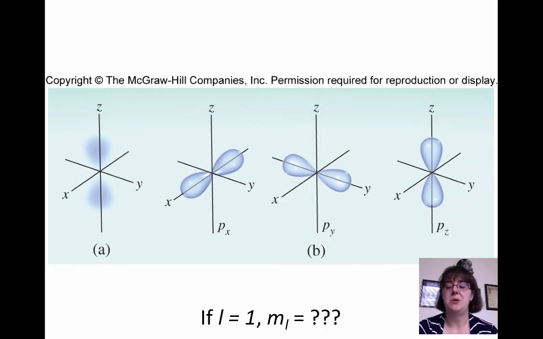So if L equals 1, we could talk about m sub L. So again, we talked about m sub L being equal to negative 1 and 0 and positive 1. These are the orientations in space. So when you talk about L equals 1, that is the dumbbell shape, or the p orbital, but there's different ways it can be oriented in space. So that can be along the x-axis, the y-axis, or the z-axis. So you have different orientations in 3D space, which is how you get your different values of m sub L.